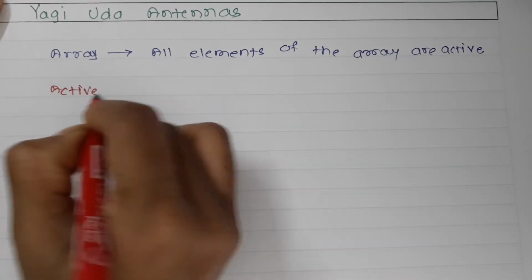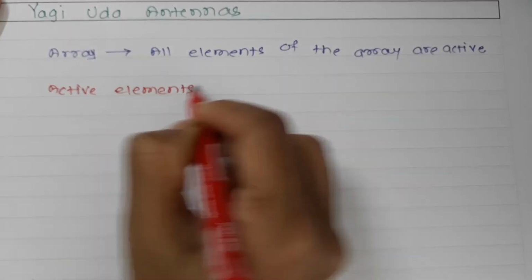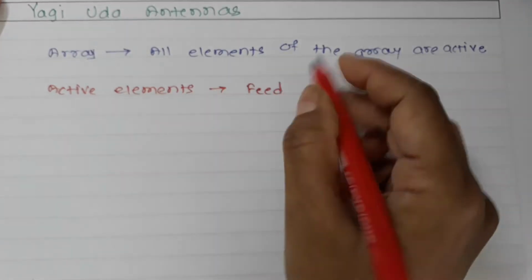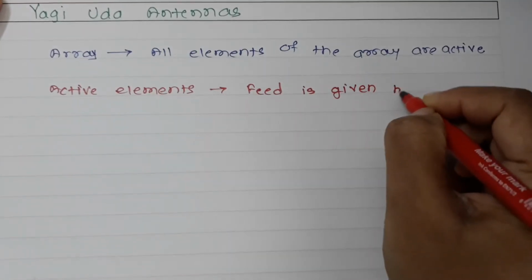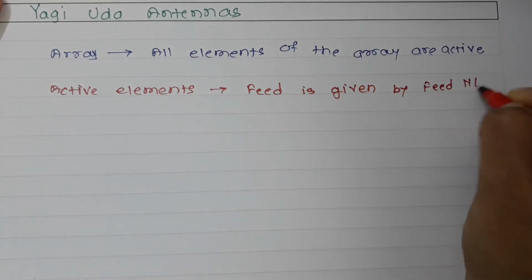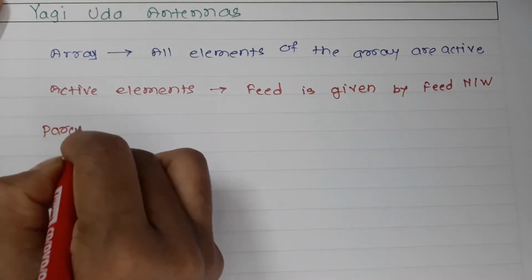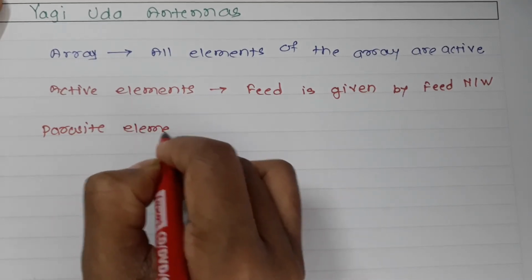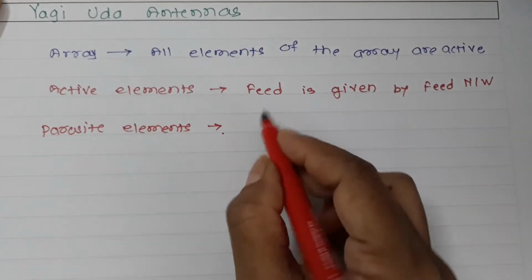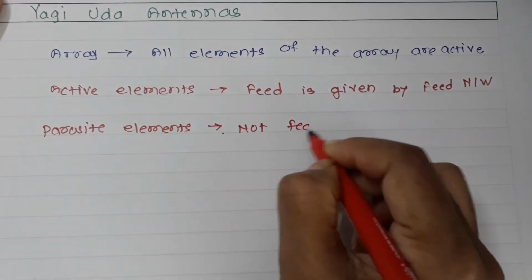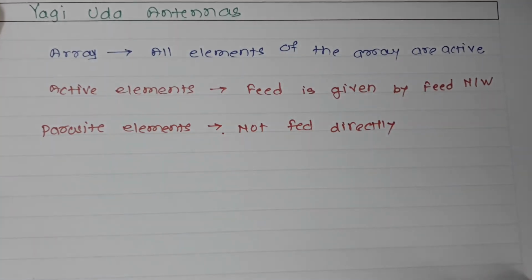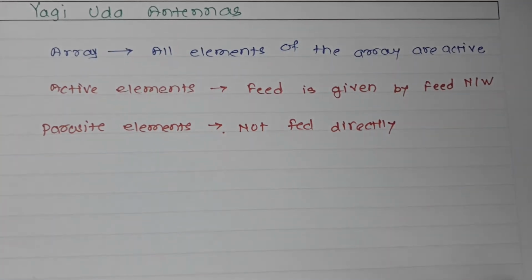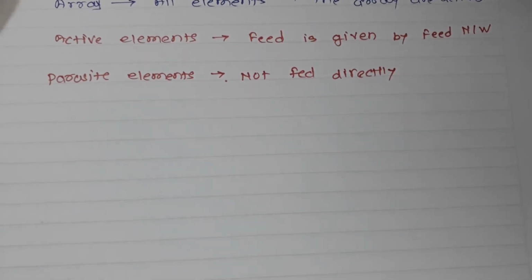So active elements are the elements to which the feed is given by the feed network, and the parasite elements are the elements that are not fed directly. Here we'll talk about the Yagi Uda antenna. It is nothing but an array, where you have more than one element. So how am I going to define the Yagi Uda antenna?